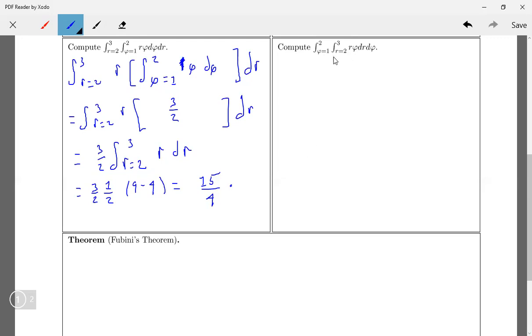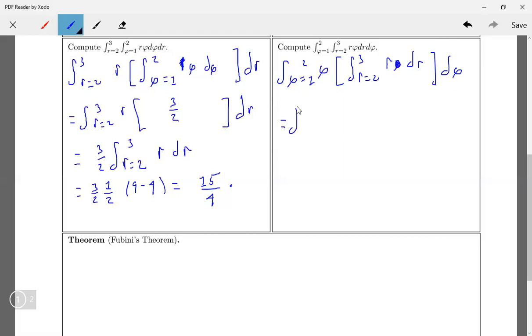Now I'm going to do this integral. Notice, just like the last example, this is very similar, but the order of integration is different. So this is the integral, phi equals 1 to 2, and the inner integral is the integral r equals 2 to 3, r phi dr, d phi. And again, as far as r is concerned, phi is a constant. So I can pull this out.